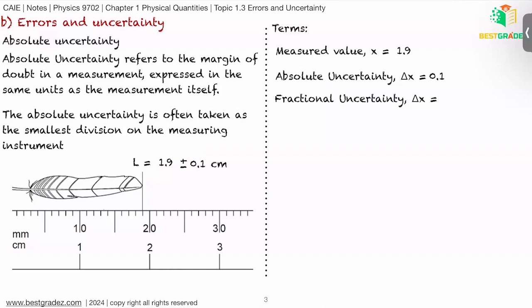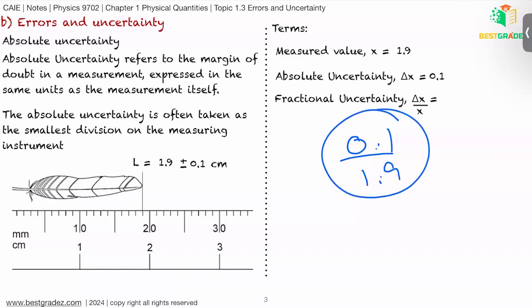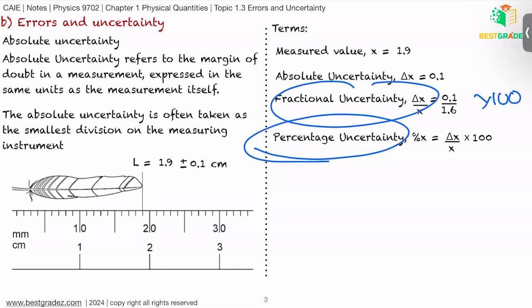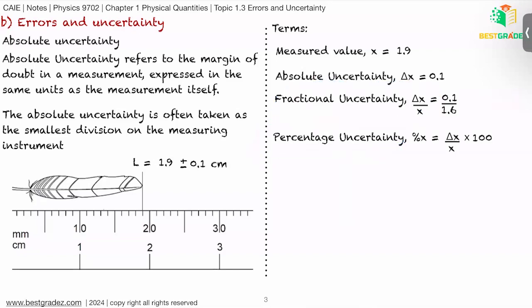One is called fractional uncertainty. Fractional uncertainty हम find करते हैं when we divide uncertainty by the measured value. So if I divide 0.1 by 1.9, this whole term is known as fractional uncertainty. Why do we need it? That's a different question. A percentage uncertainty, it is when you divide the uncertainty by measured value and you multiply by 100. मतलब अगर fractional uncertainty को into 100 करेंगे, that is known as percentage uncertainty. तो ये कुछ terms आपके पास आने चाहिए in this topic.